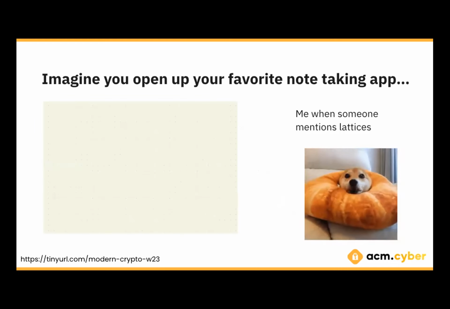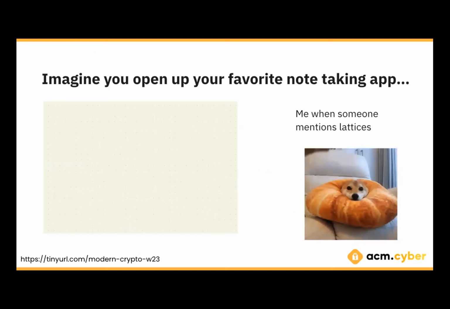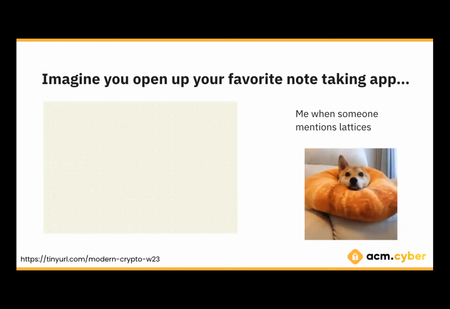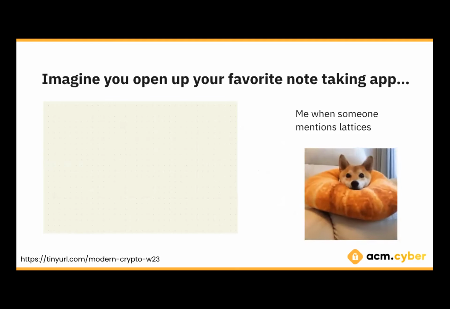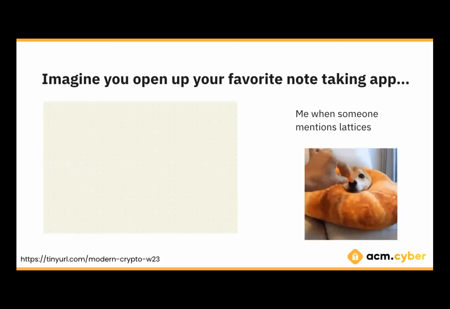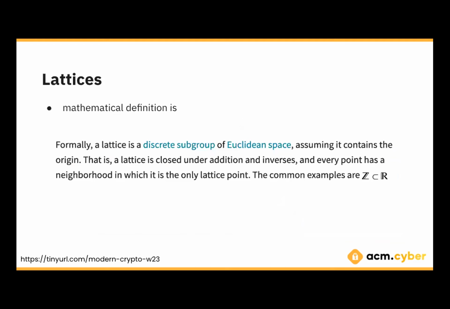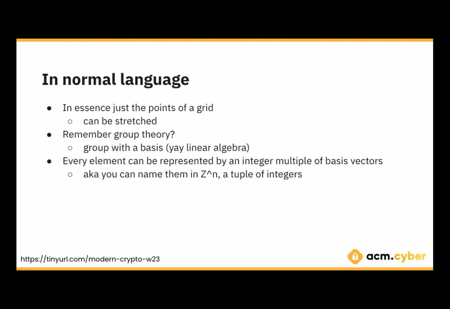Okay, so imagine you open up your favorite note-taking app. I don't know if you can see it from back there, but there's dots on this app. This is GoodNotes, and this is an example of a lattice. Okay, so the mathematical definition is a discrete subgroup of Euclidean space, assuming it contains the origin, closed under addition and inverses. Every point has a neighborhood in which it is the only lattice point. So that sounds like a mouthful, but basically, in normal language, it's just the points of a grid.